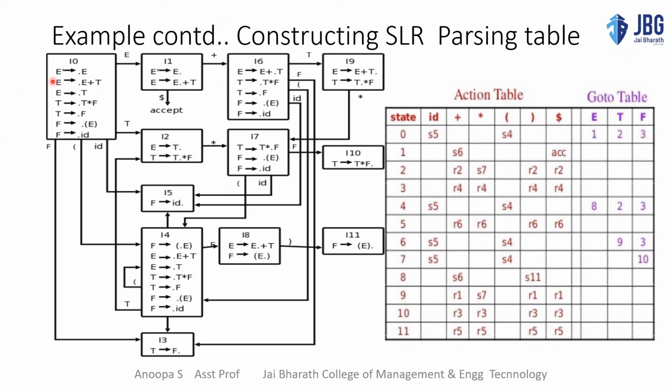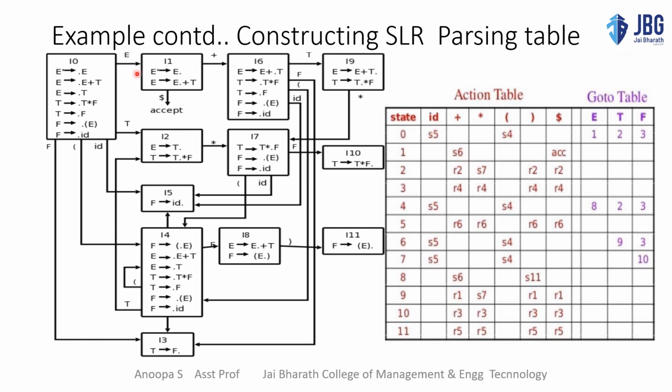Now we'll go to state 1. Check whether there is any prediction with a terminal symbol after dot. I have this prediction: E dot plus. So check whether plus is there. Here plus is there, going to I6. So what will you write? 1 on plus shift S6.